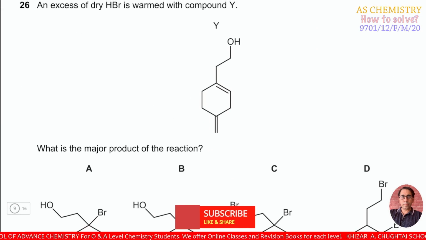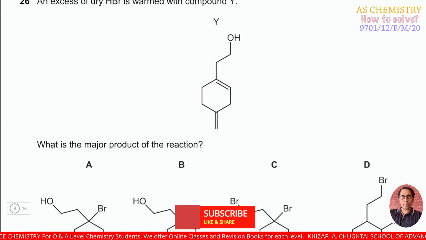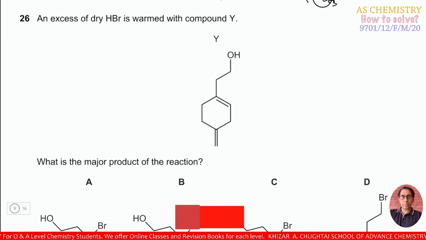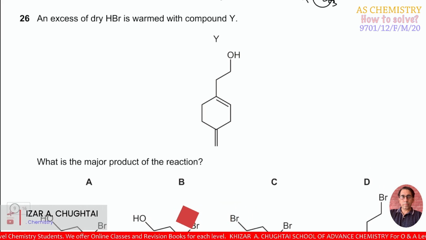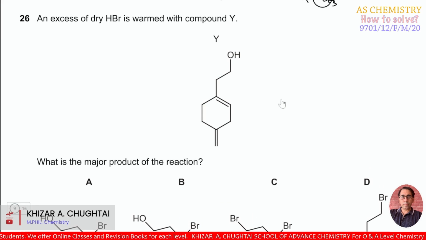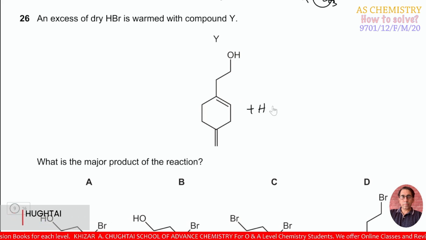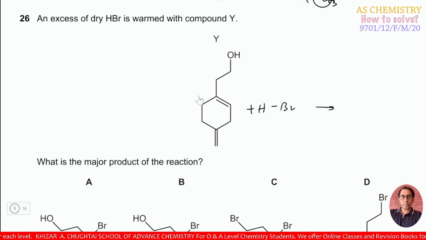Come towards the next question, question number 26. An excess of dry HBr is reacted with the compound Y. Dry HBr is used, right? What is the major product of this reaction? Here are 2 double bonds, and major product means H will be added to the carbon which has more number of hydrogens. So H over here and Br will be over here.